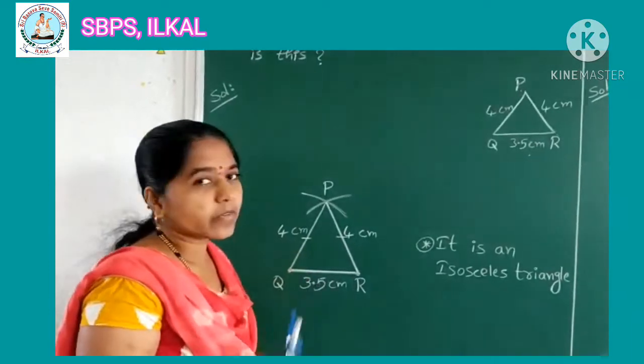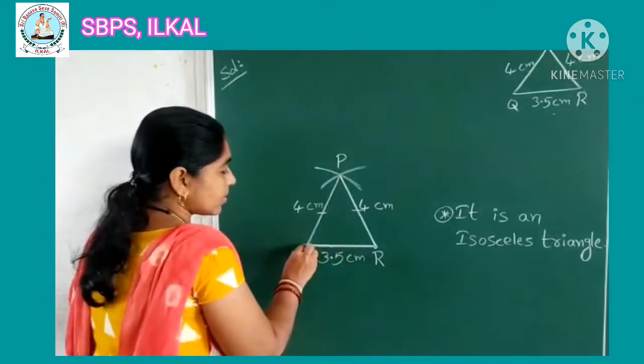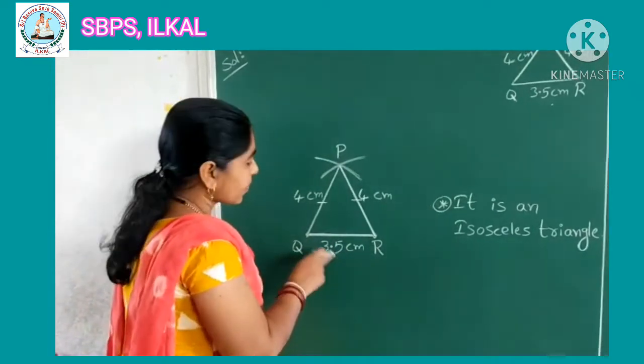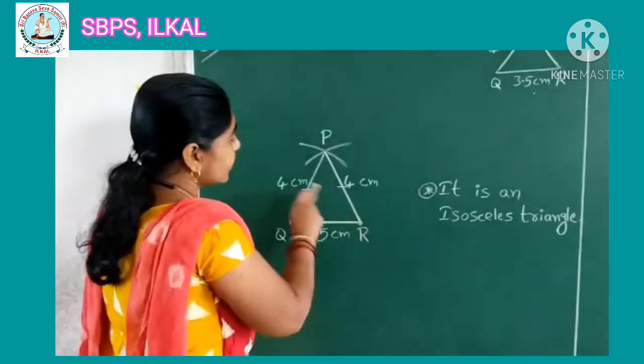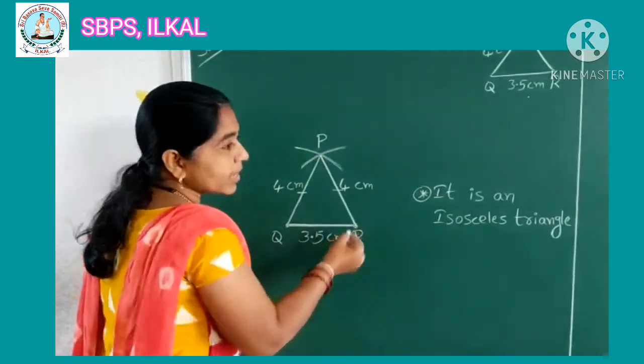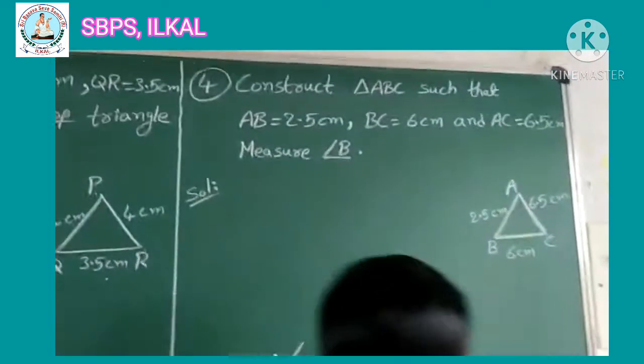Children, for the steps of construction you have to write. Okay, first you have to write: Draw a line segment QR equal to 3.5 cm. With Q and R as centers, draw arcs of 4 cm and then join PQ and PR. Okay, let's move to the next question.